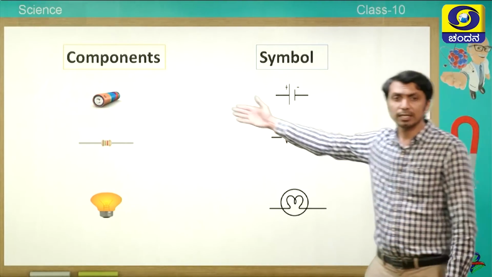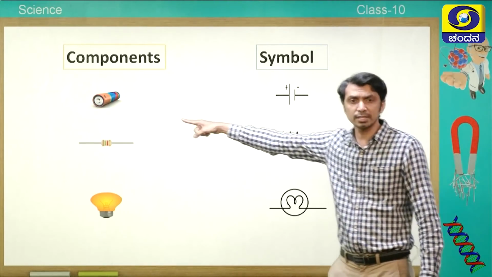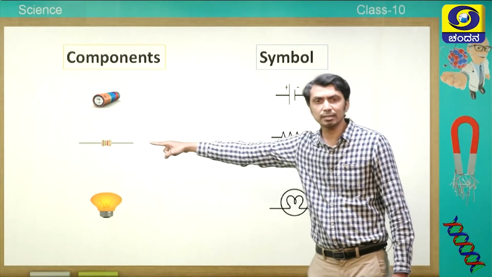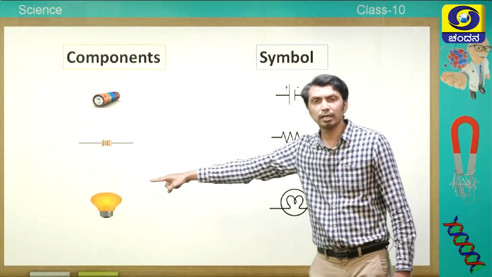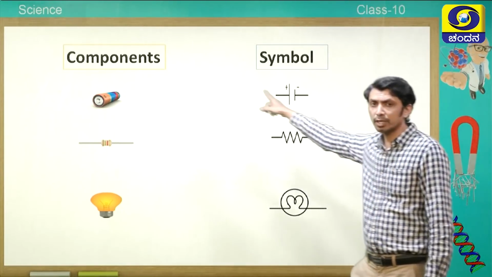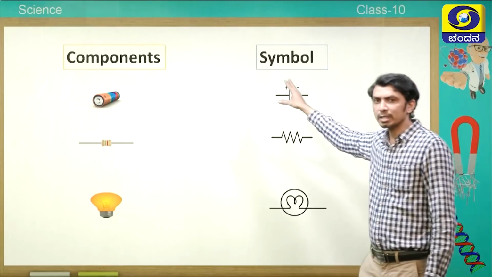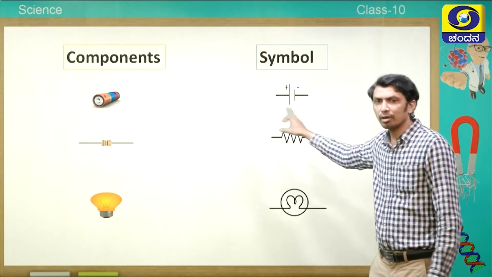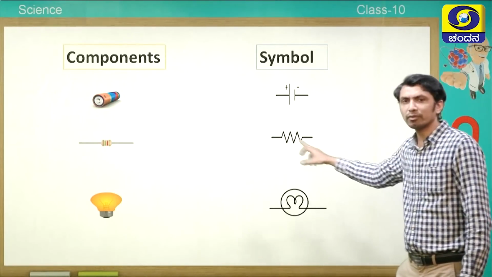If you can see, these are the electrical components. What is this? It is a cell. What is this? This is a resistor. This is an electric bulb. And if you look here, there is a proper symbol for each electric component. This is the symbol of a cell. This is the symbol of a resistor.